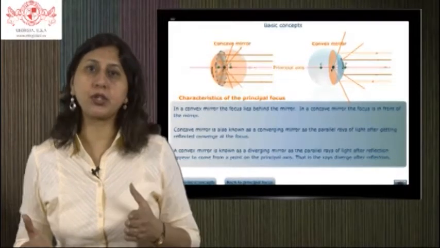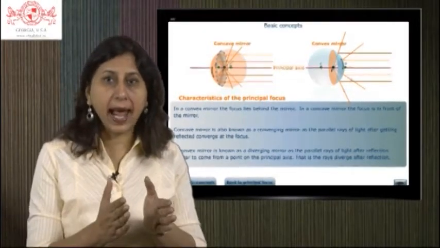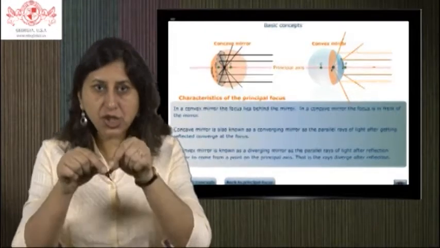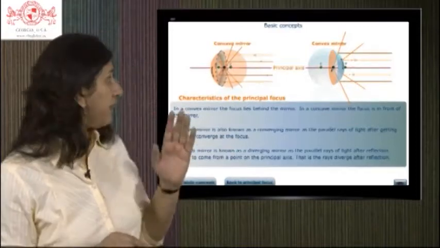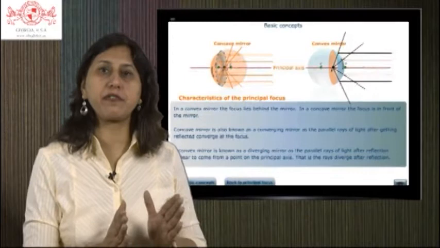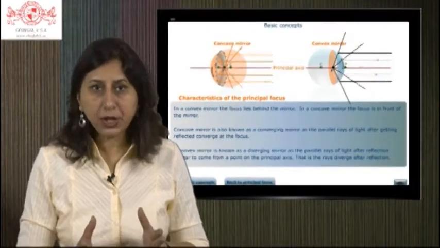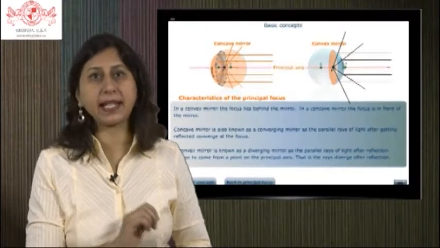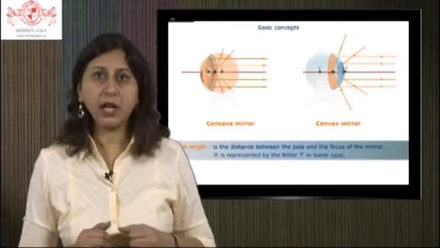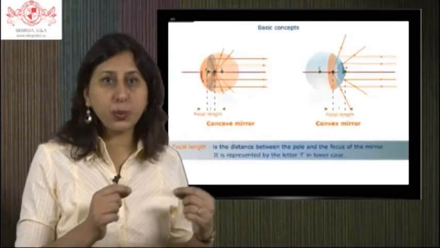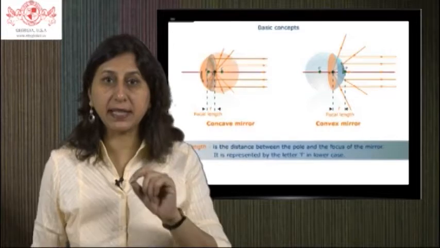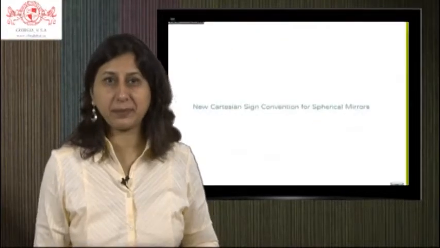Concave mirror is also known as a converging mirror as the parallel rays of light after getting reflected converge at the focus. A convex mirror is known as a diverging mirror as the parallel rays of light after reflection appear to come from a point on the principal axis. That is, the rays diverge after reflection. Focal length is the distance between the pole and the focus of the mirror. It is represented by the letter f in lowercase.